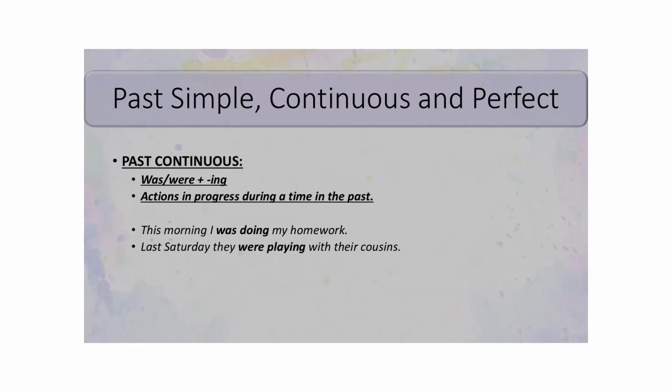Past continuous. We saw before that with the present simple we use the verb to be in the present, while here we use the verb to be in the past, was or were. Remember that we use was for the first person and the third. And then we add the verb ending in ing. It is used for actions in progress during a time in the past. For example, this morning I was doing my homework. Esta mañana estaba haciendo los deberes. So, during this morning, I was doing my homework.